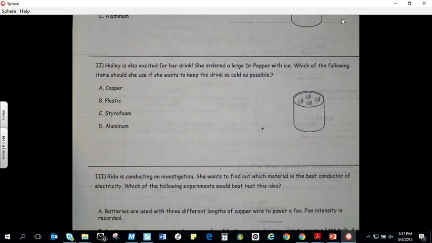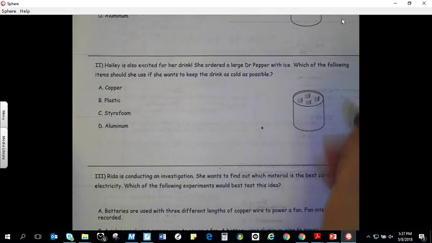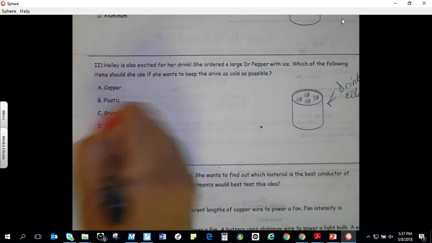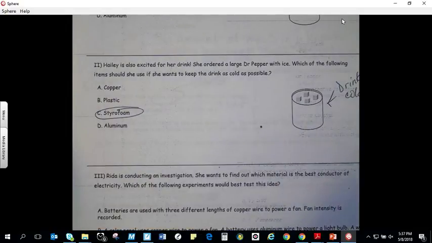Now let's look at the second one. Haley is also excited for her drink. She ordered a large Dr. Pepper with ice. Which of the following items should she use if she wants to keep the drinks as cold as possible? So she wants to keep drinks cold. Okay. So she will also use a styrofoam to keep the cold in. So she'll do that as well.